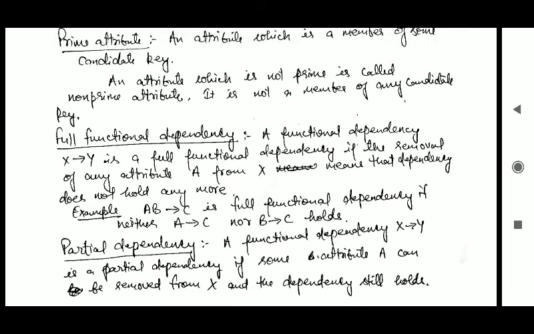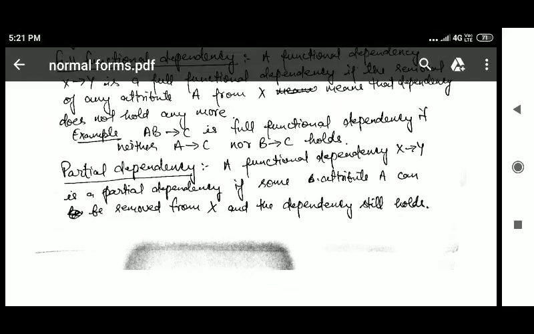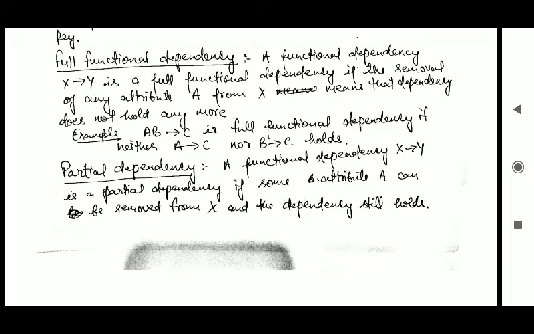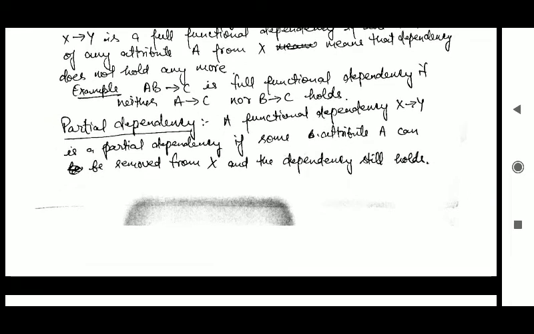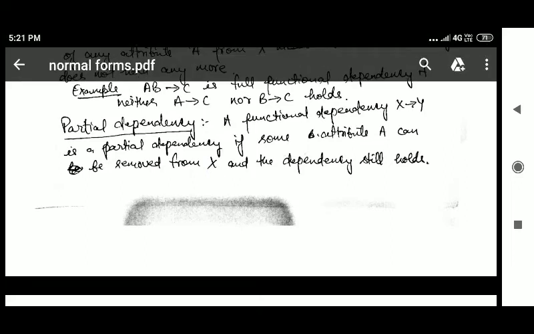Now the next definition is full functional dependency. A functional dependency X implies Y is a full functional dependency if the removal of any attribute A from X means that the dependency does not hold anymore. For example, consider this dependency AB implies C. This functional dependency is a full functional dependency if neither A implies C nor B implies C holds. Partial dependency: a functional dependency X implies Y is a partial dependency if some attribute A can be removed from X and the dependency still holds.